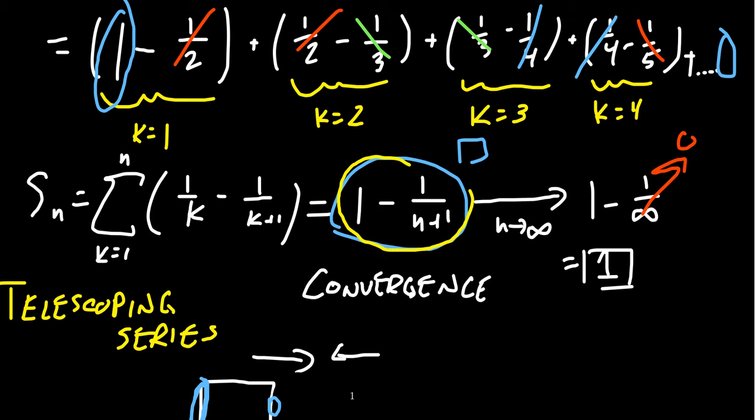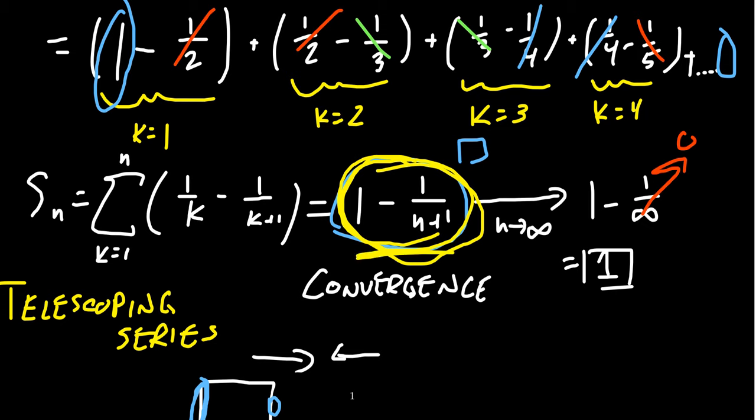come up with the partial sums. Don't go off towards infinity. That's when things can get kooky. Go to a finite value. If we terminate at the nth step, then everything will cancel out except for the 1 and the last term, the negative 1 over n plus 1. And then with this partial sum formula in hand, then take the limit.